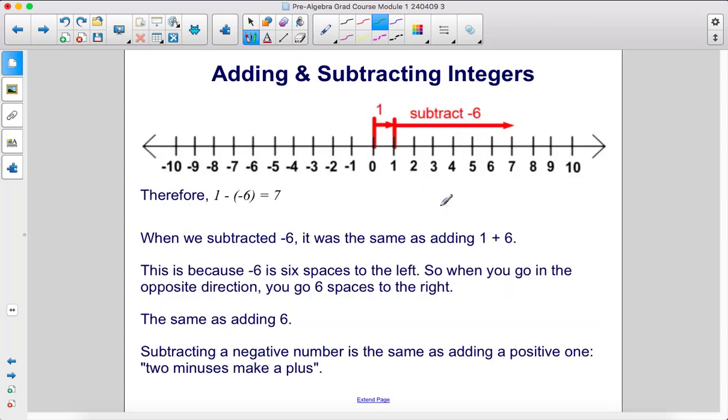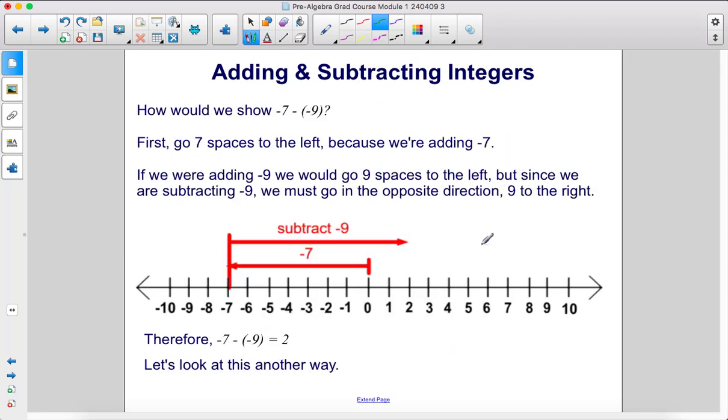When we subtracted negative 6, it was the same thing as adding 6. This is because negative 6 is 6 spaces to the left. So when you go in the opposite direction, you go 6 spaces to the right. That's the same thing as adding 6. Subtracting a negative number is the same as adding a positive one. Think of 2 minuses make a plus.